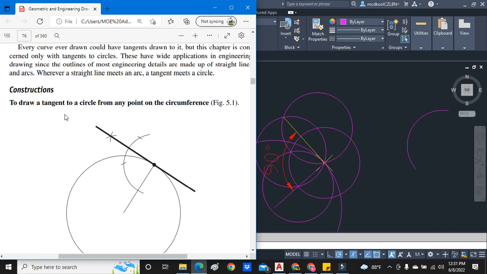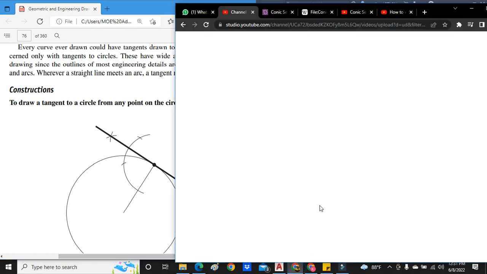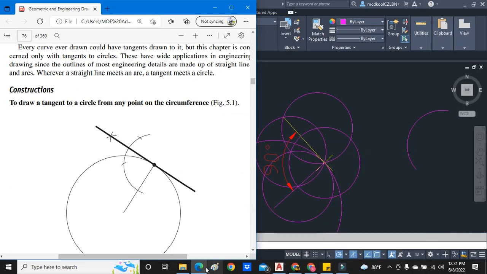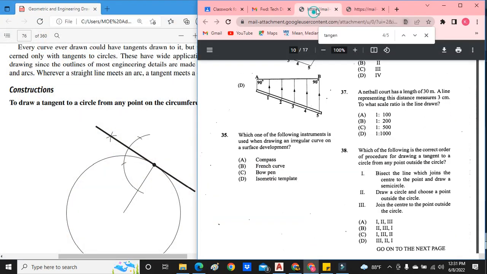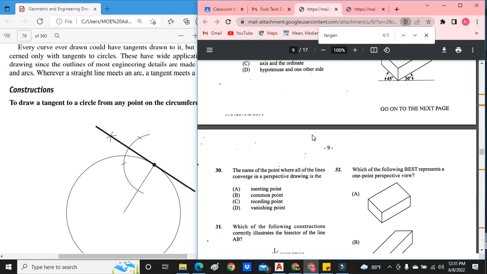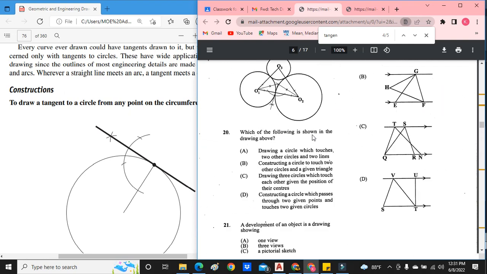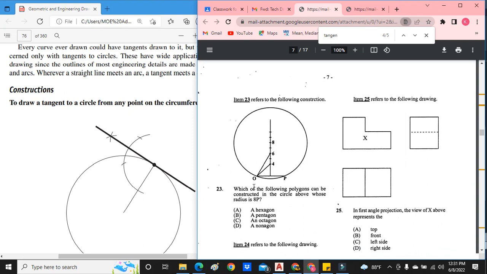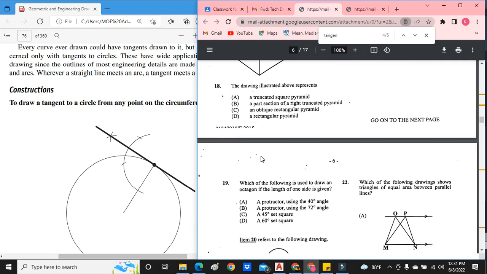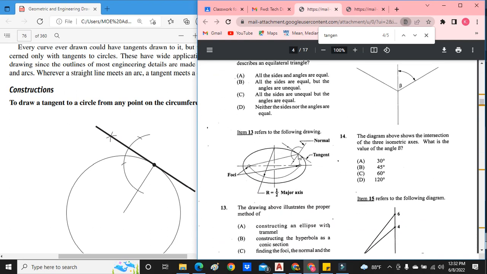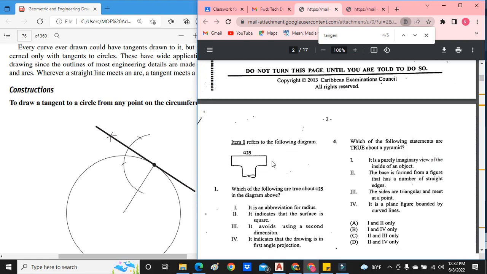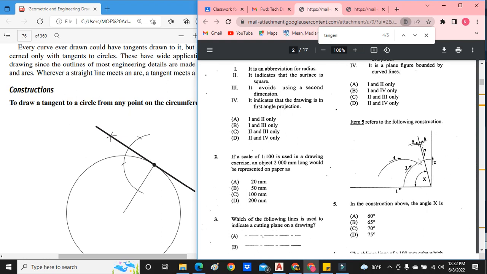So this one here was to draw a tangent to a circle from any point on the circumference. As I said, CXC can give you that question. So let me just take a look here at what the questions may look like. All of these are drawings that they can give you. Remember, this one here is a polygon, and we did this last week to construct a polygon using the length of a side. Now over here is an ellipse. We will touch on this one today. And over here is a construction.